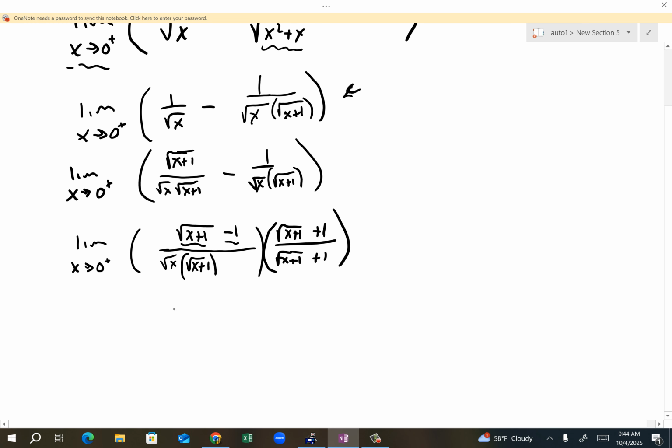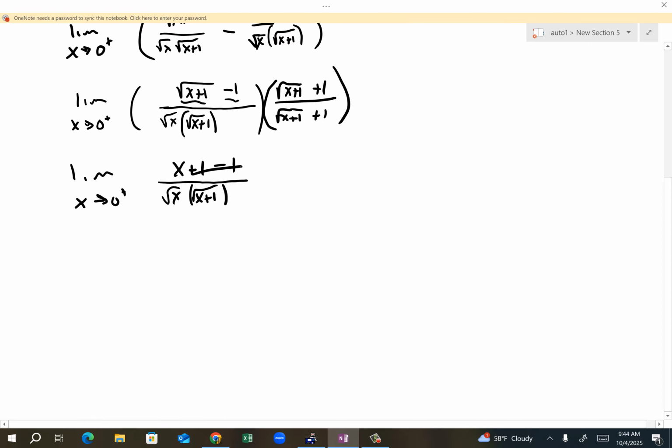And so on the top, I'm going to now have x plus 1 minus 1. Dude, this is so hot. Square root of x plus 1. Nice. And the limit as x approaches 0 from the right. Well, now the top is just x. Can I simplify it? By God, I sure can.